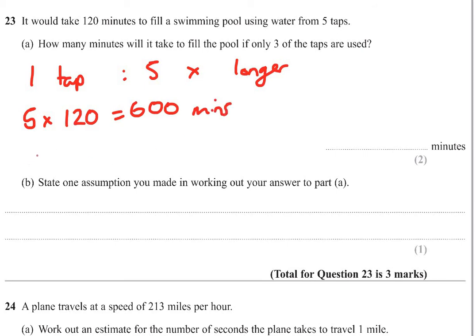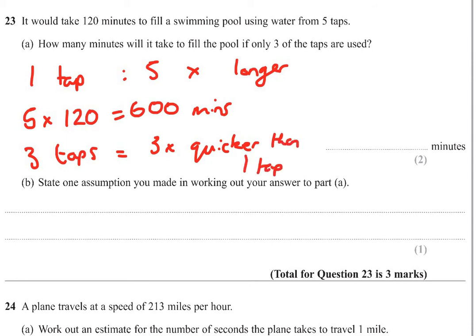But we have 3 taps. So 3 taps is going to be 3 times quicker than 1 tap. So what we can do is we can do 600 divided by 3, which is 200 minutes. State one assumption you made, so that is quite simple, that all taps run at the same time. Or all taps run at the same rate.